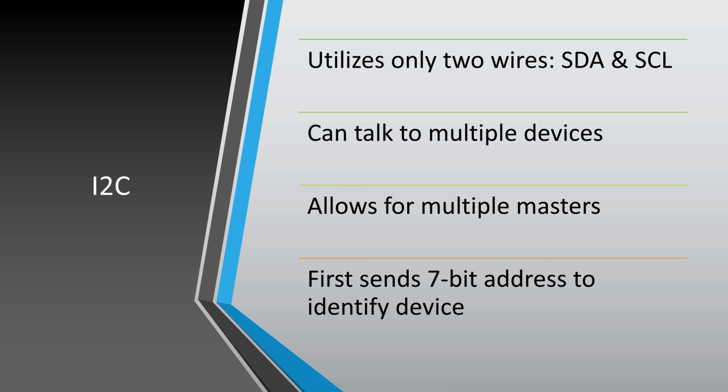However, due to the fact that it has to send a 7-bit address each time and can only talk to one device at a time, it does sometimes slow down things depending on how many devices you want to communicate to and how fast you wish to communicate.